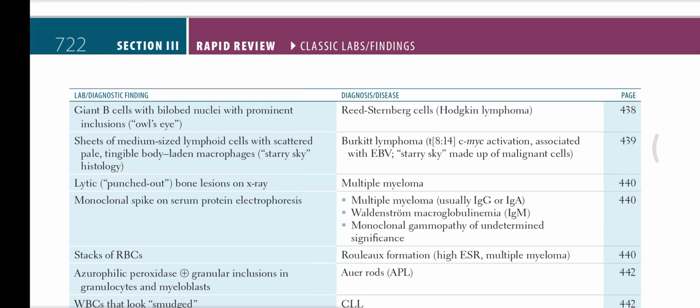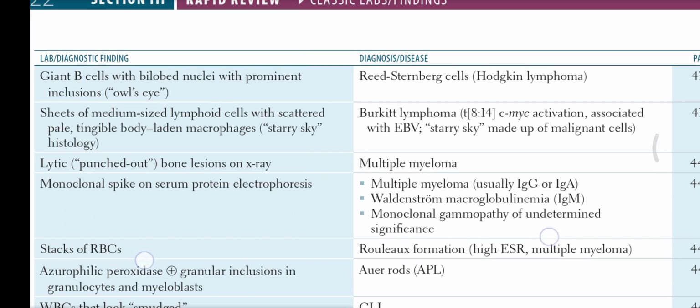First Aid 2021 edition, page number 722, section 3, rapid review, classic labs or findings. Labs or diagnostic findings are on the left side and the diagnosis or disease is on the right side. So let's begin from the first point.